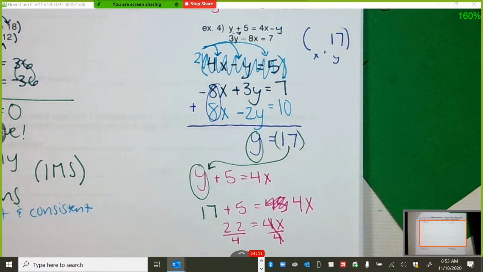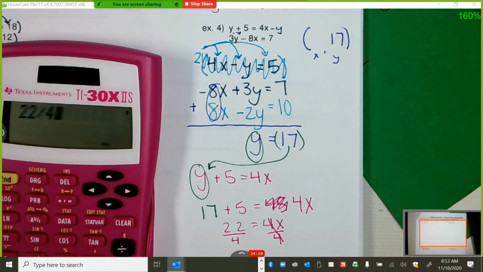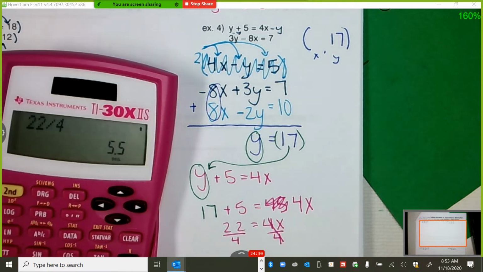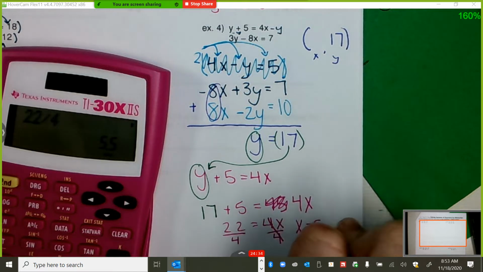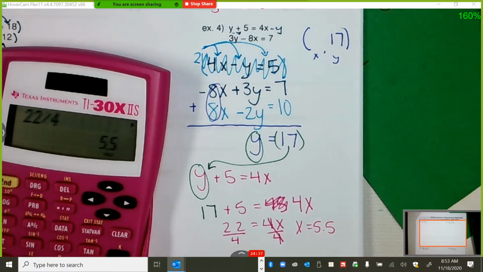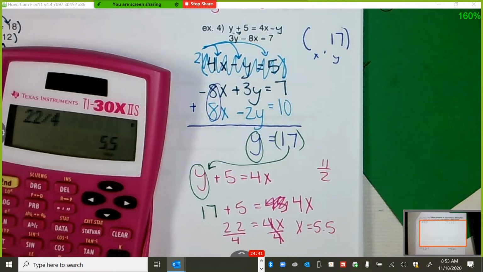Yeah. Okay, so what's my rule if you're going to write it as a decimal? It has to be a pretty decimal. It can't be a repeating decimal or like 12 decimal places long, okay? So if we divide 22 divided by 4, is it a pretty decimal? Yeah, 5.5. So if you want to tell me x equals 5.5, that's fine. But be careful. What if your answer choice had 11 over 2? Is that the same thing?